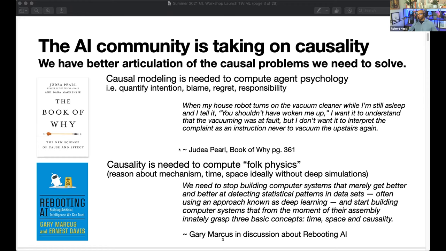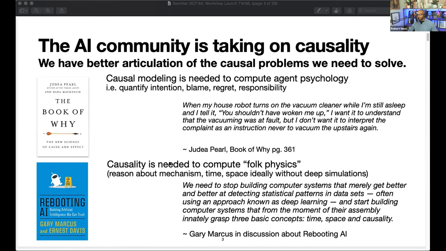Causal modeling is needed to understand a kind of folk physics. When I say folk physics, I mean physics at the level of how, say, you and I understand billiard balls bouncing around a table, not so much a deep simulation of turbulence or something like that. And if we have agents that can do that, they can reason about mechanism, time, space, other kinds of hierarchies and taxonomies. So for example, Gary Marcus in his book Rebooting AI has a quote: "We need to stop building computer systems that merely get better and better at detecting statistical patterns in data sets, often using an approach known as deep learning, and start building computer systems that from the moment of their assembly innately grasp three basic concepts: time, space, and causality."